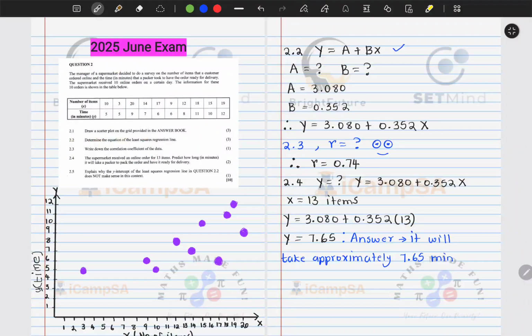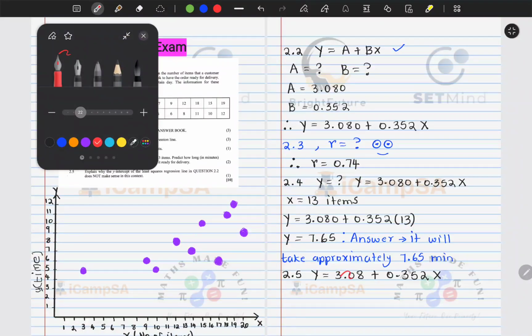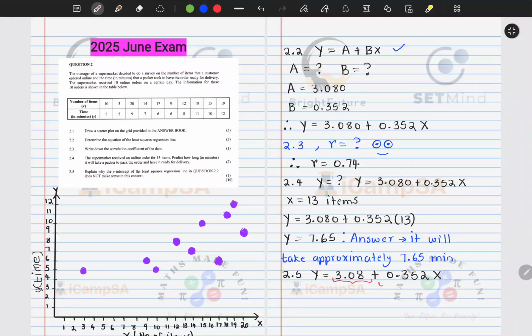Which is, explain why the y-intercept of this least squares regression line does not make sense. So let's have a look at what is happening. 2.5. Remember our equation is 3.08 plus 0.352 times x. If you make x to be 0, this here becomes our y-intercept.